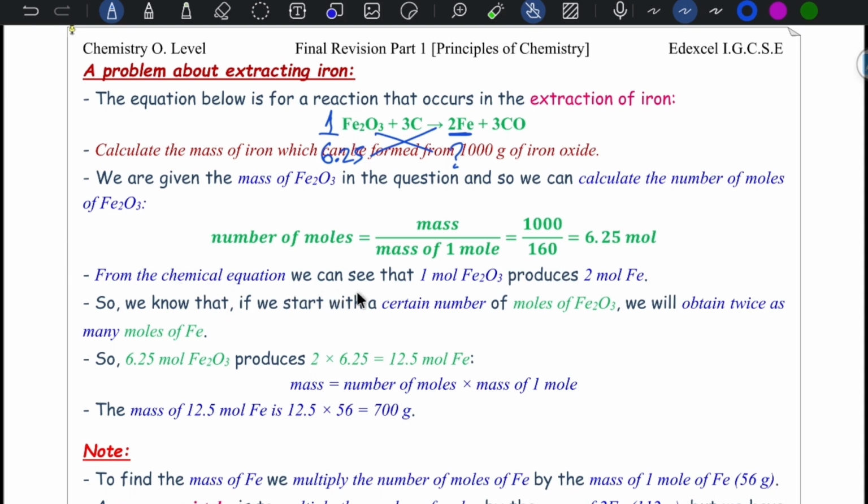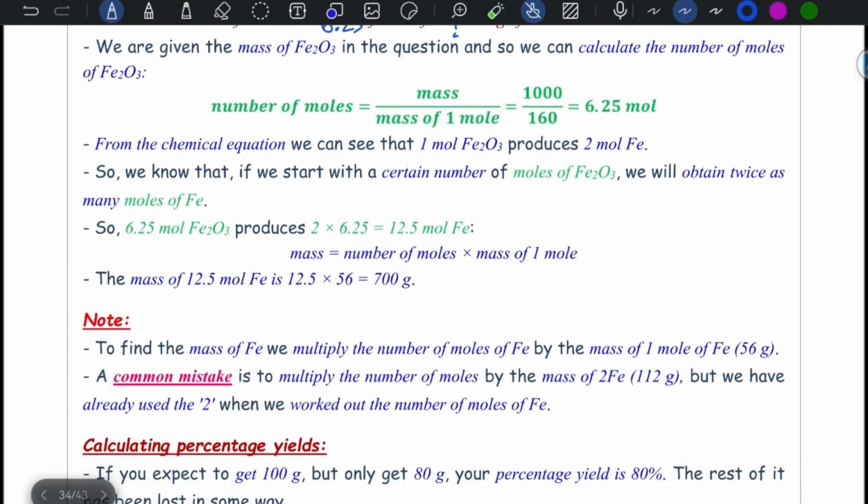From the equation, we can see that 1 mole of iron(III) oxide gives 2 moles of iron. So if you have a certain number of moles of iron(III) oxide, you will obtain twice as much iron. As I told you, 6.25 multiplied by 2 gives 12.5 moles of Fe. Then to calculate mass, multiply the number of moles by the mass of 1 mole, which is 56. 12.5 multiplied by 56 gives 700 grams.